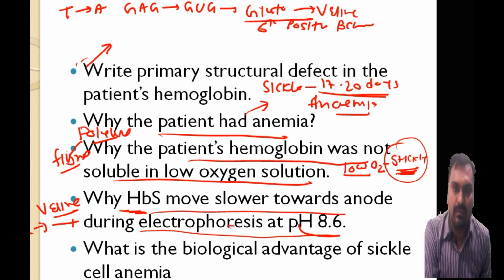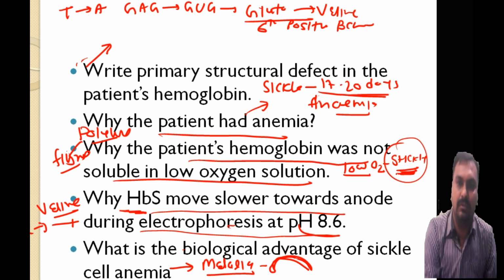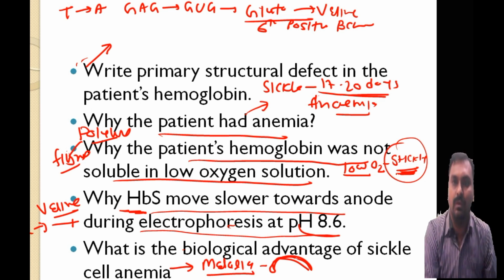What is the biological advantage of sickle cell anemia? Sickle cell helps to prevent malaria, because the RBCs are sickled and break down in 10 to 20 days. The malaria parasite life cycle is not completed, and that's why it gives a biological advantage. That's why the sickle gene was inherited in tribal populations or people living near forests, where there are so many mosquitoes that lead to malaria. So sickle cell gives the advantage of preventing that.